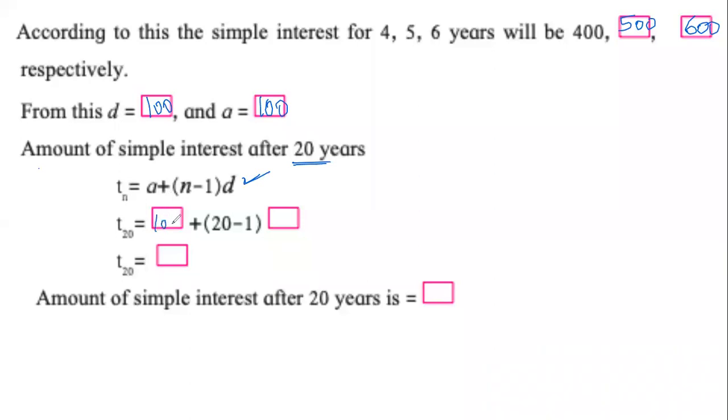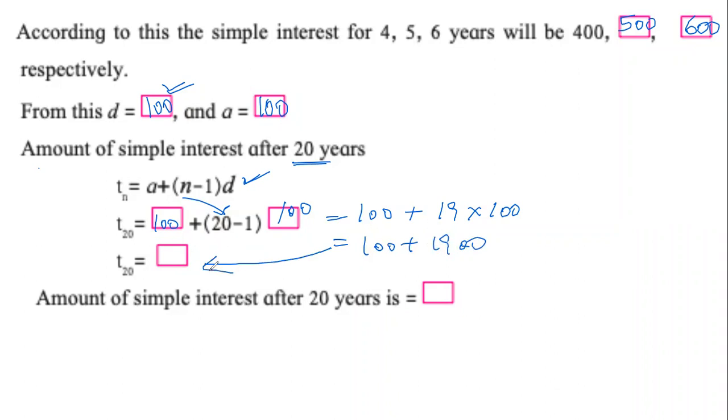A is 100, N is 20, and D we have found as 100. So this is 100 plus 19 into 100. 100 plus 1900 equals 2000. Amount of simple interest after 20 years is 2000. That is it.